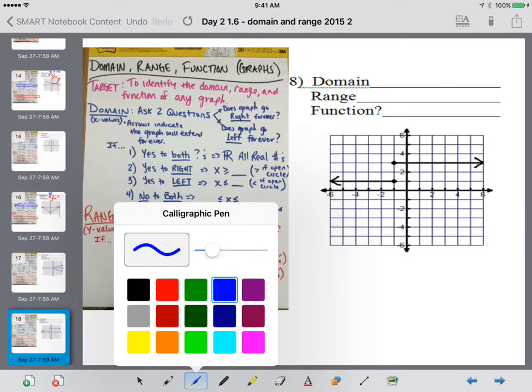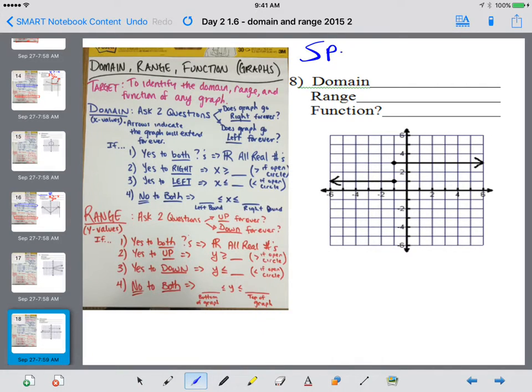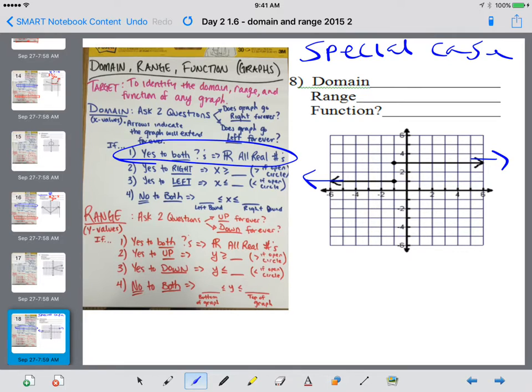Okay, this is a special case. Okay, it's not special in domain because this arrow goes to the right, this arrow goes to the left. So that's a yes to both. So the domain is all real numbers.